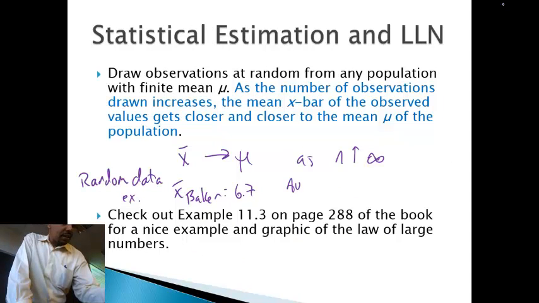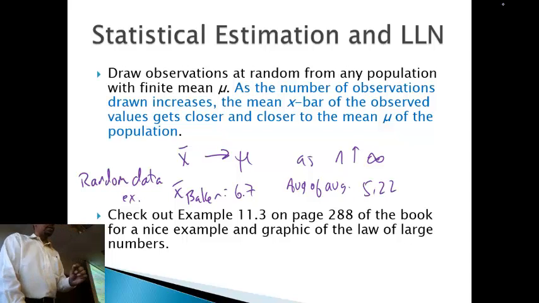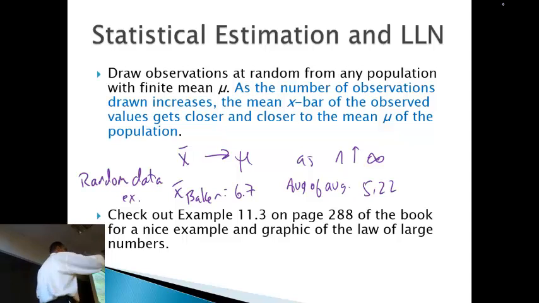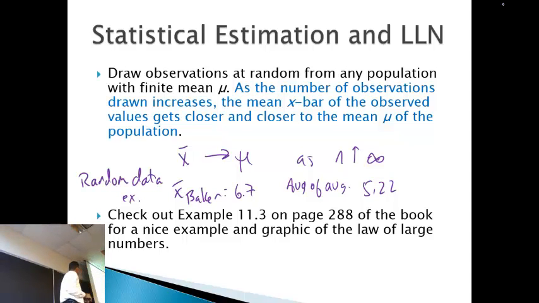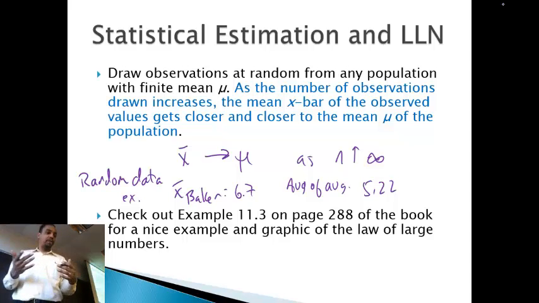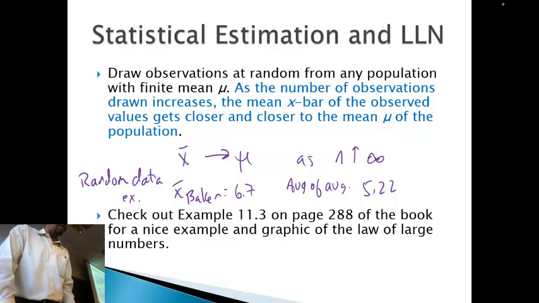So the average of averages was 5.22. So again, if I took more people, it probably gets closer and closer and closer to what it should be. Or if you guys sample more than 10 but 100, it should get closer and closer and closer to 5.5 or so. About 5.5.